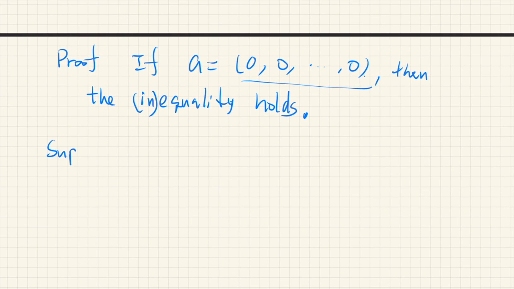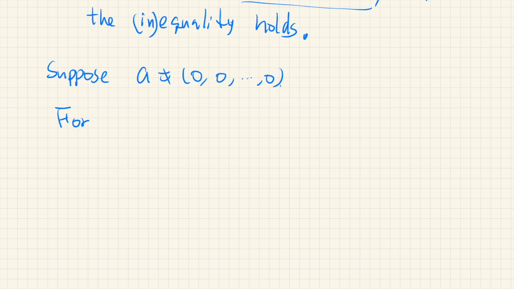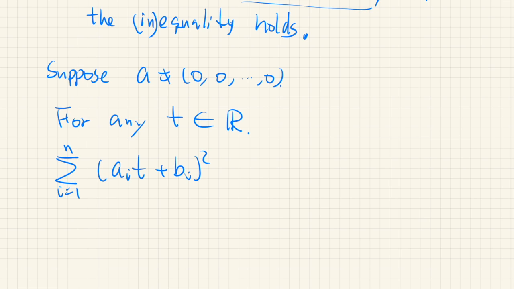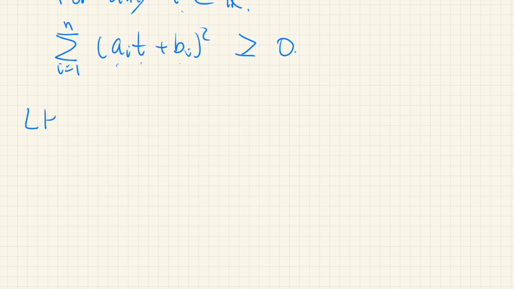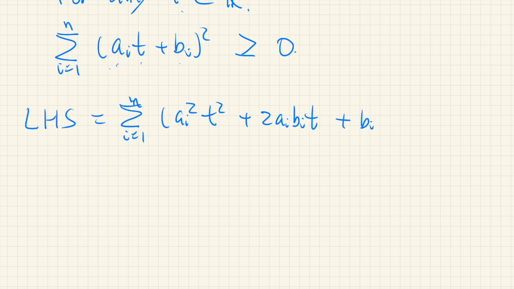So now suppose A is not the origin. For any real number t, we have the following: the sum from i equal to 1 to n of (ai t plus bi) squared. This is always greater than or equal to 0, because ai and bi are all real numbers and t is also a real number. Now the left-hand side, if we expand this, is equal to the sum of ai squared t squared plus 2 ai bi t plus bi squared.